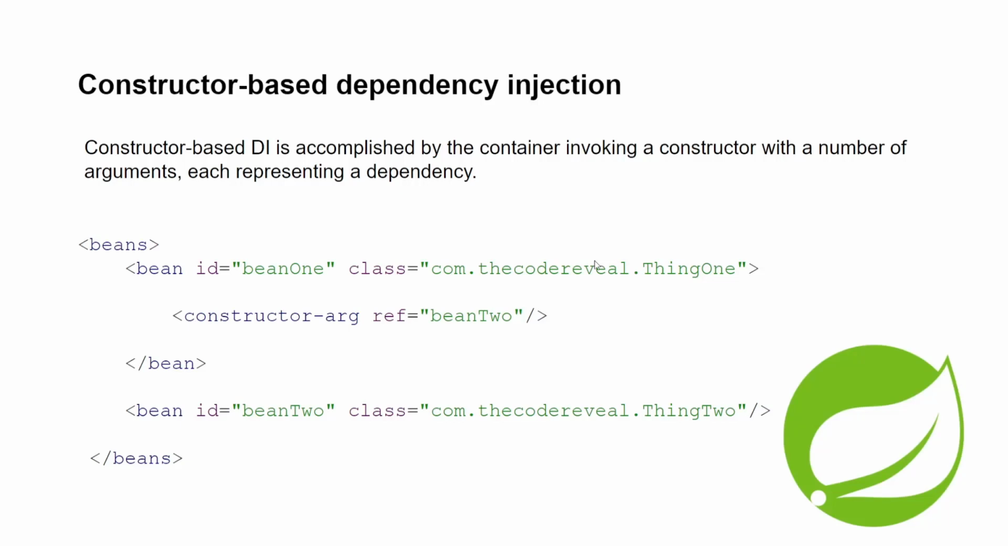In constructor based dependency injection, the container will invoke the constructor of the class with a number of arguments, and each argument represents a dependency. This is a typical example. We create beans in the XML configuration metadata, and here we are doing constructor based dependency injection between bean1 and bean2. We are using bean2 in the bean1 class through a constructor dependency. So let's go through how we can create constructor dependency injection. We'll see it in the code.